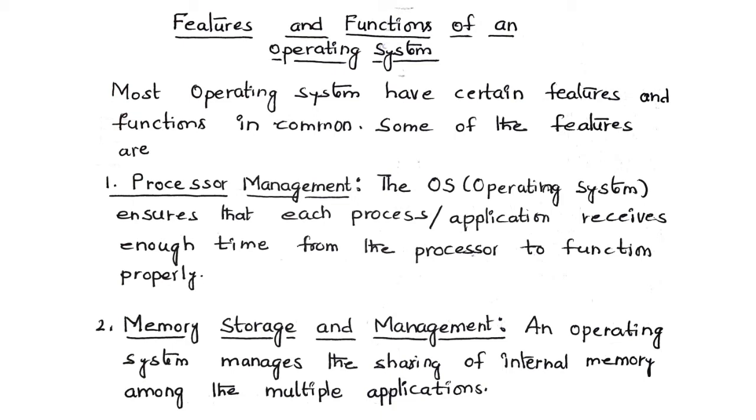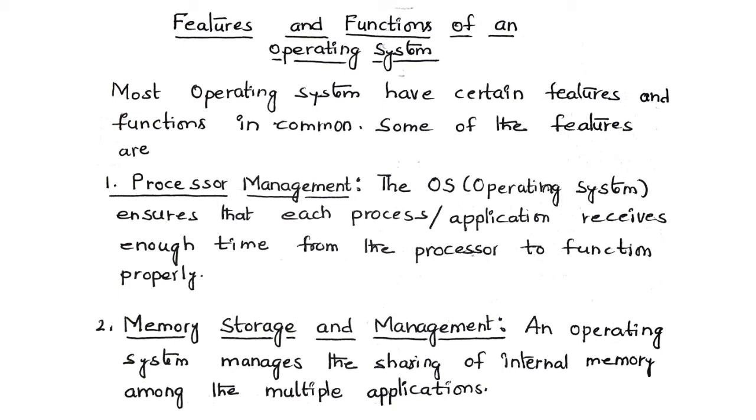It is the most important function of operating system. Operating system ensures that each process or application receives enough time from the processor to function properly. It also tries to utilize as many processor cycles as possible for the real-time work. These are the processes rather than applications which are controlled, managed, and executed by the operating system.